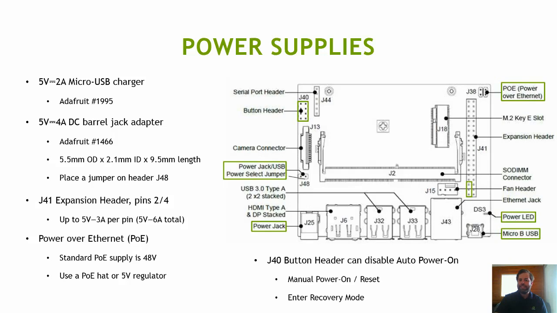I mentioned on the last slide that the board will automatically turn on and start booting up once power is applied. You can change that behavior by fitting a jumper to pins 7 and 8 on the J40 button header, which will disable auto power on, and then you'll need to short pins 1 and 2 on J40 to power it up. In addition to the power on signals, J40 also has pins for resetting the board and entering it into recovery mode. You can connect momentary push buttons to J40, which are really convenient to press, or you can just use jumpers on them when you need to.